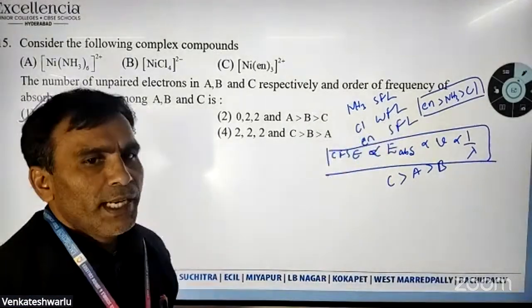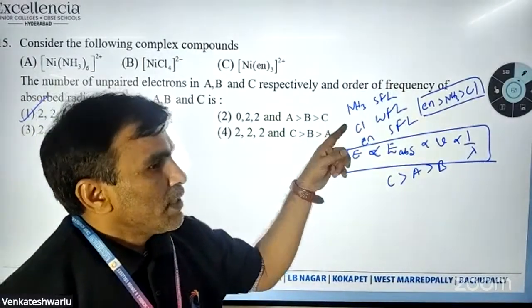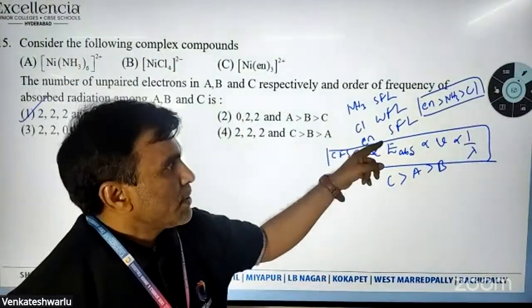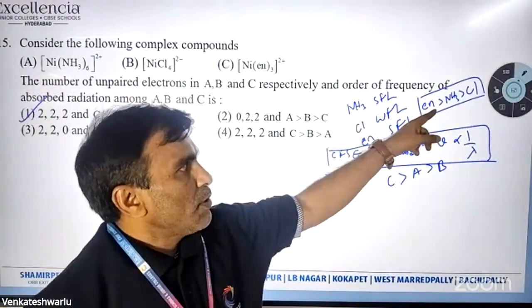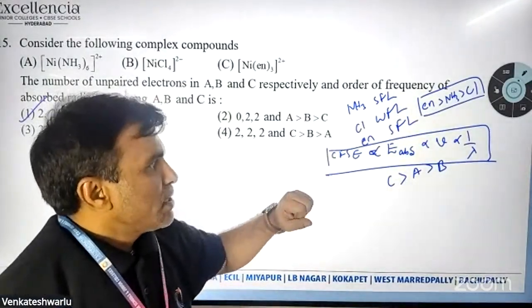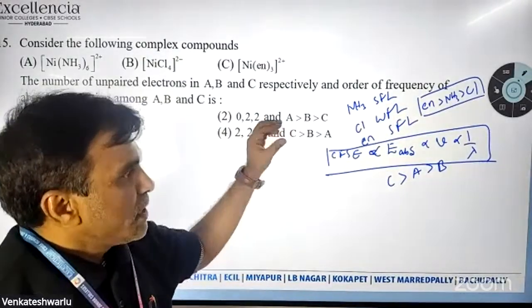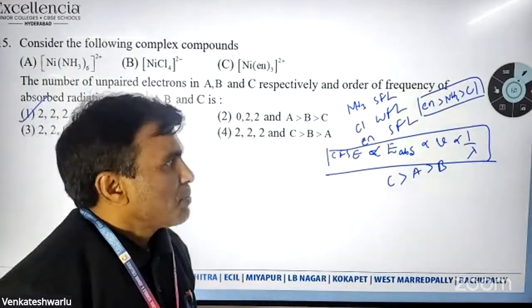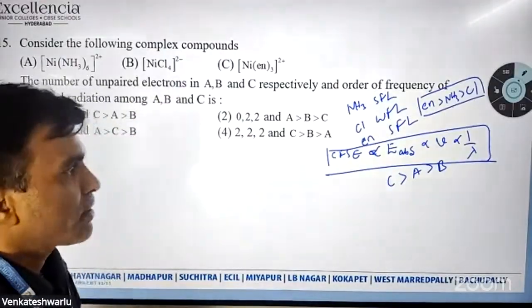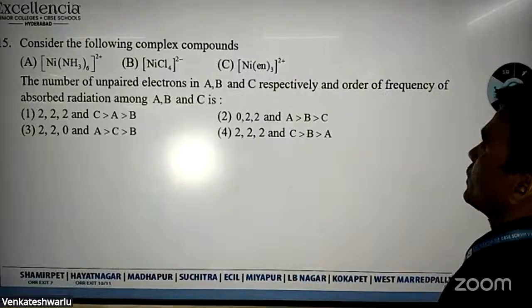First, we need to understand the ligand field strength. Yes, the order is given in the textbook itself, the spectrochemical series, right? So en is a stronger field ligand than ammonia. Ammonia is a stronger field ligand than chlorine, right? And the concept here is CFSE. A strong field ligand gives more CFSE. CFSE is directly proportional to absorbed energy, directly proportional to the frequency, and inversely proportional to wavelength, right? So this is also one of the important questions.